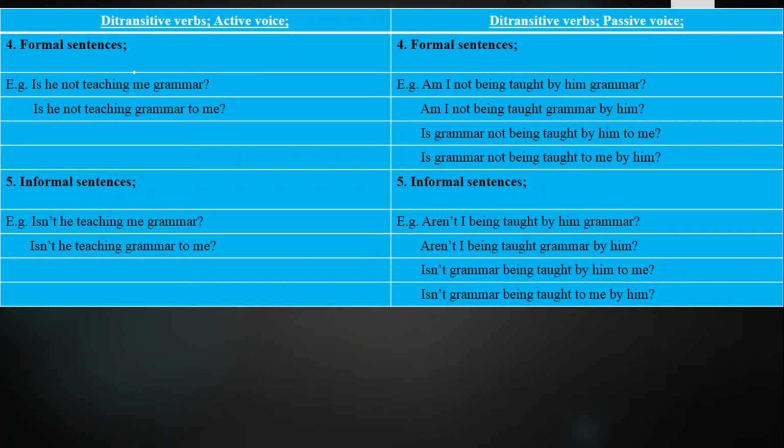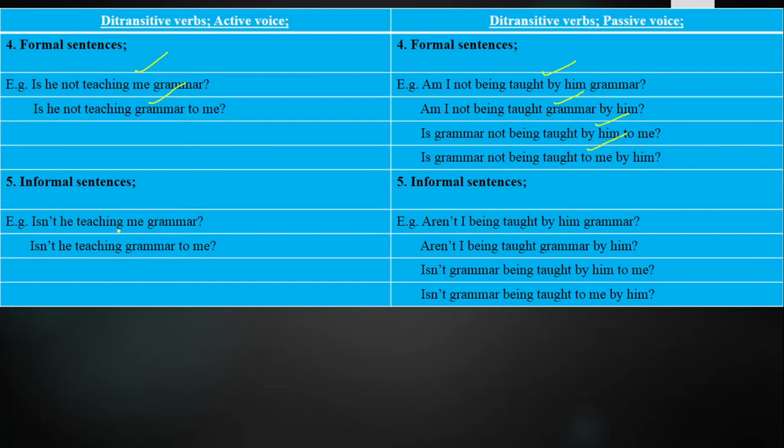Is he not teaching me grammar? Is he not teaching grammar to me? Am I not being taught by him grammar? Am I not being taught grammar by him? Is grammar not being taught by him to me? Is grammar not being taught to me by him?